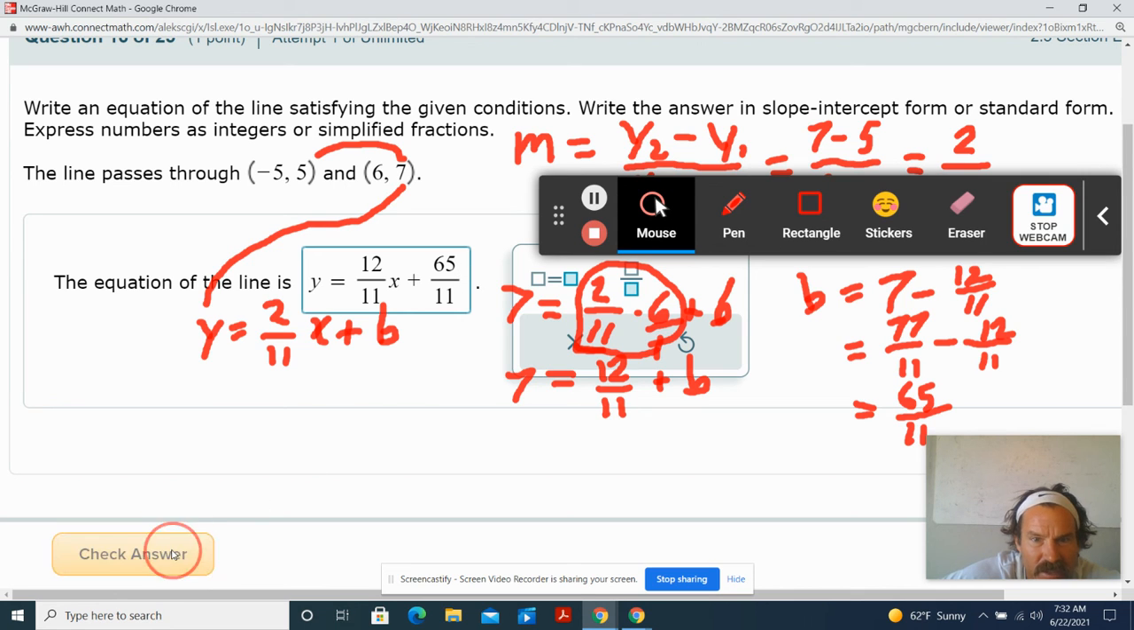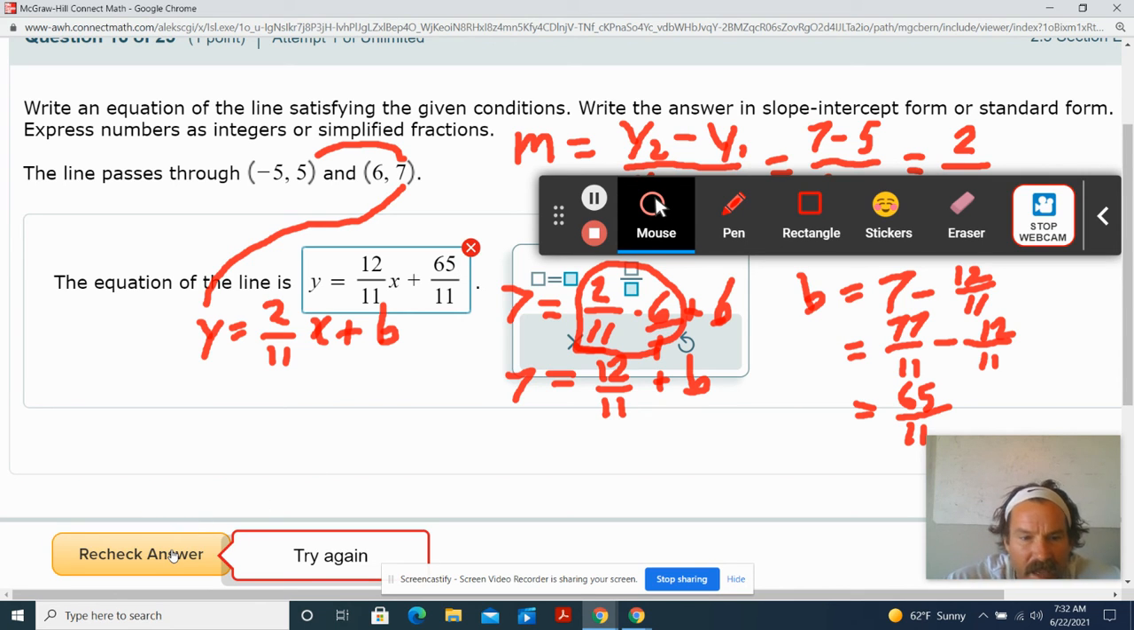I'm going to check my answer here. And it says recheck answer. What happened? That's kind of weird.